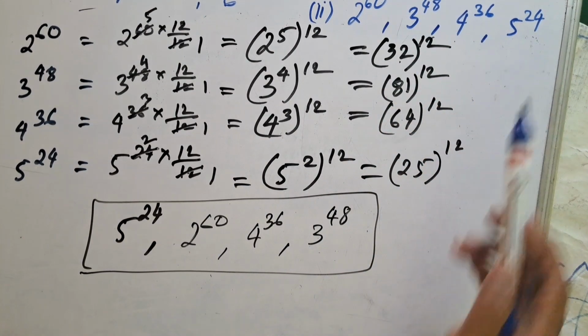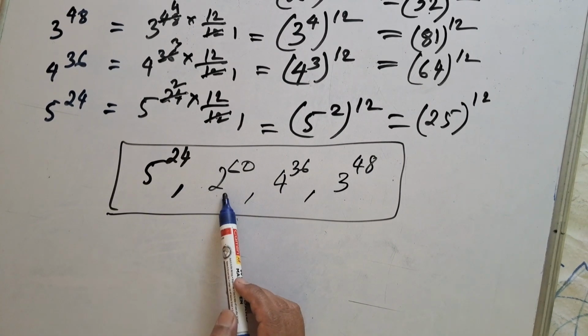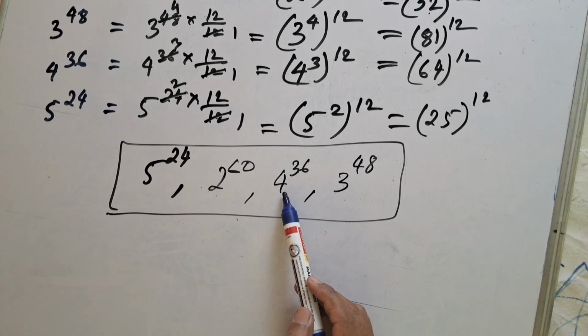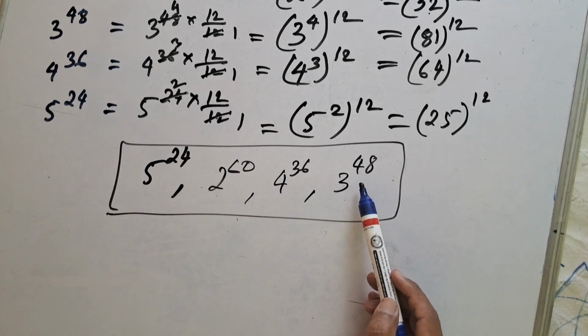So the smallest one is 5 to the power 24, bigger than this is 2 to the power 60, bigger than this is 4 to the power 36, and the greatest one is 3 to the power 48. I hope you got this.